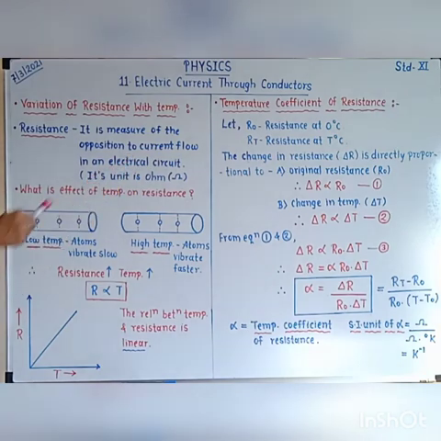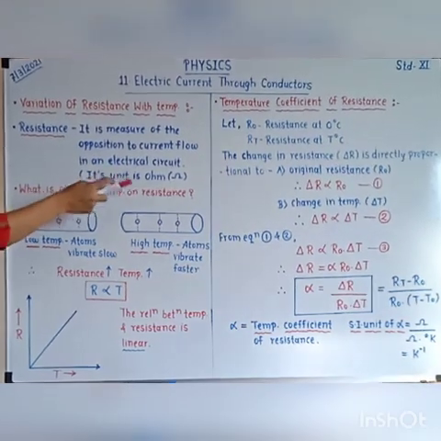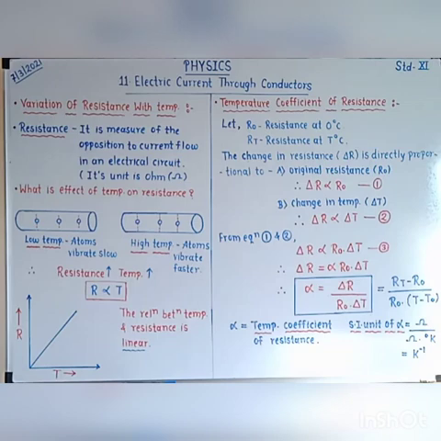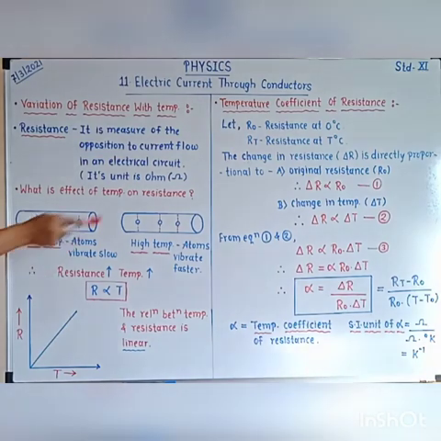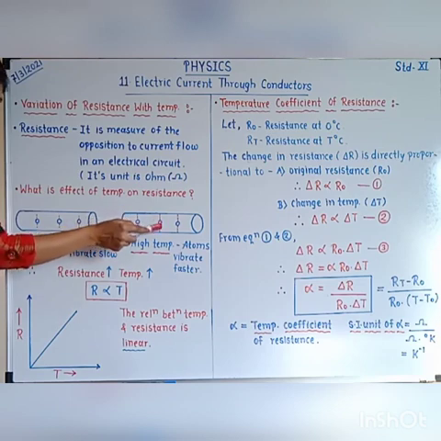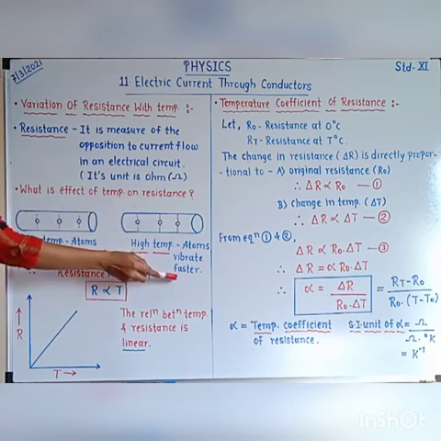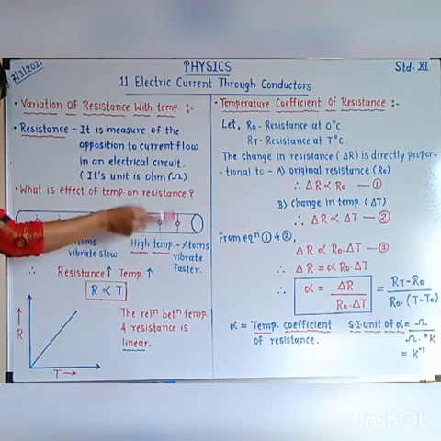Now we will study the relation between resistance and temperature. So what is the effect of temperature on resistance? Now consider this figure. So this is the conductor. As we increase the temperature of the conductor, then the atoms in the conductor vibrate faster along with maximum amplitude.